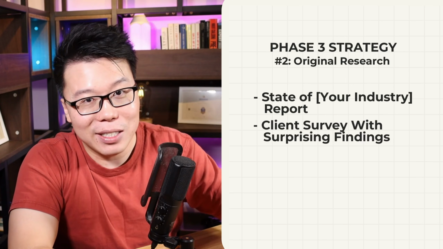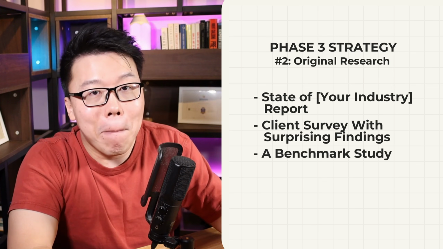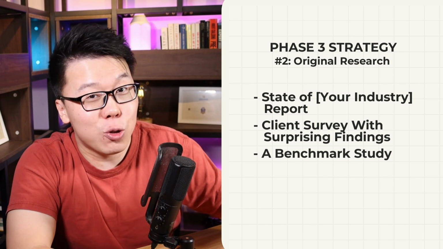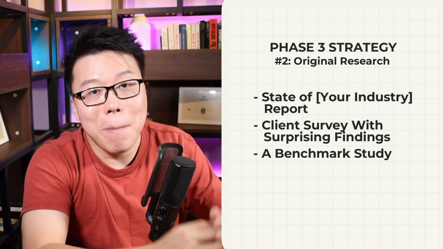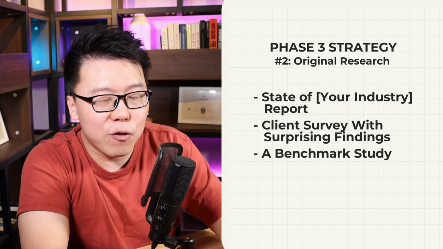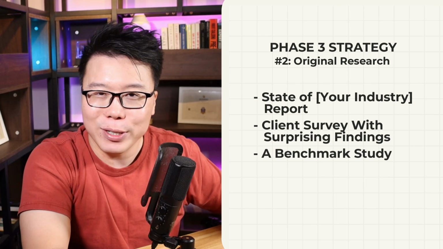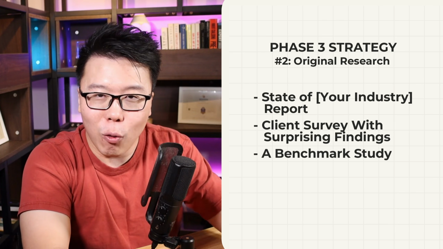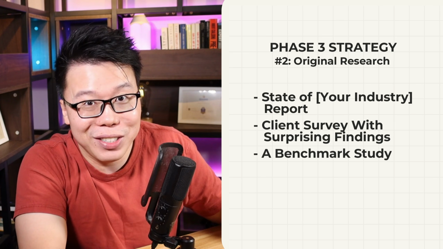Anyway, you can do the same thing at a smaller scale. A state of your industry report, a client survey with surprising findings, a benchmark study comparing industry averages. This doesn't have to be a massive research project. Even a survey of 200 customers with 3 to 4 interesting findings can become a piece of original research that AI cites for years. This original research content attracts newsrooms, niche publications, backlinks, and AI citations all at once.